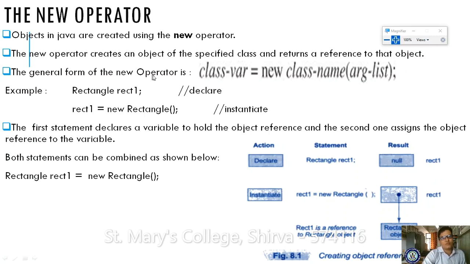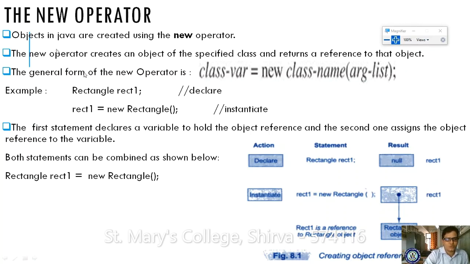If you see the general form of the new operator, the syntax is: class variable, class object is equal to new class name. This is the class variable. Whenever the class variable is used with new, then this class variable is termed an object. Here we are defining Rectangle rect1. We are declaring a variable of this class, and whenever you use new, this variable turns into an object. So the first is the declaration, the second is instantiation. Instantiation means creation of an object.